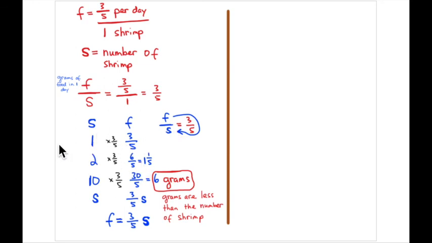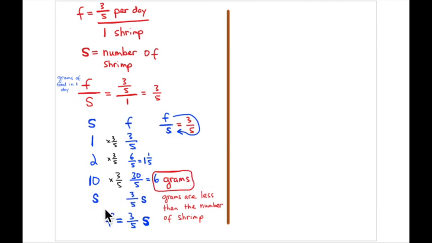So you make a little table here. One shrimp eats 3/5 of a gram of food. That's where we started. Two shrimp would eat 6/5 of a gram of food, because 2 times 3/5 is 6/5. That's 1 1/5 grams. So that's more than 1 gram for those 2 shrimp. And 10 shrimp would eat 30/5. So 10 times 3/5 is 30/5. 30 divided by 5 is 6 grams of food. So for those 10 shrimp, you need 6 grams of food.